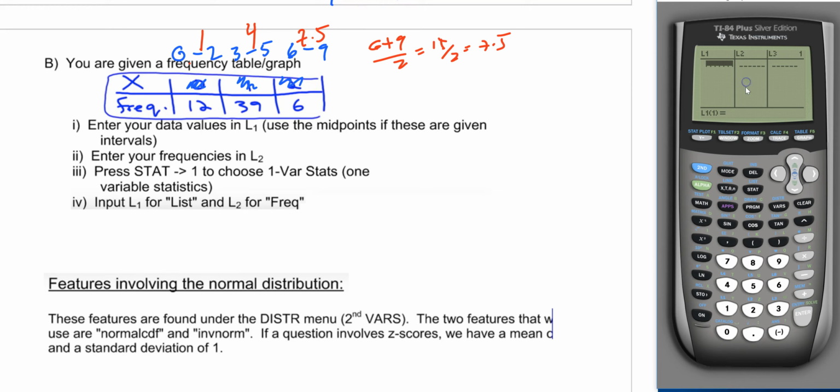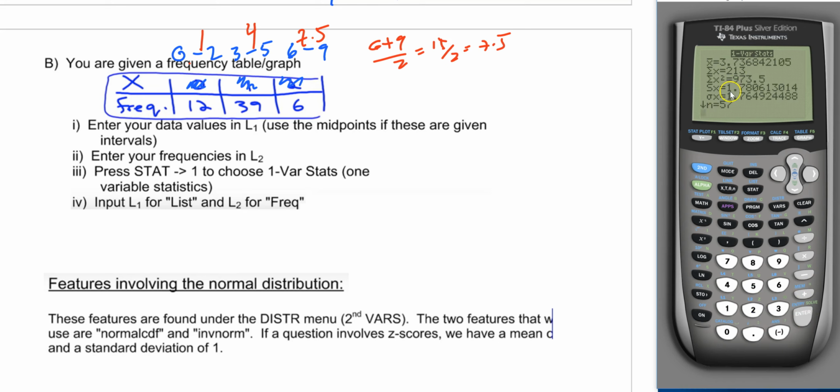So back here, I need 1, 4, 7.5. Now I actually have a frequency list, so 12, 39, and 6. And I can do the exact same thing I did last time. I go stat, calculator, one variable stats. So we only ever use one variable stats. The list is L1. I have a frequency list this time, so L2. The way you get that is you put second and number 2. So you get L2 right there. Hit calculate. And you get all the same stuff.